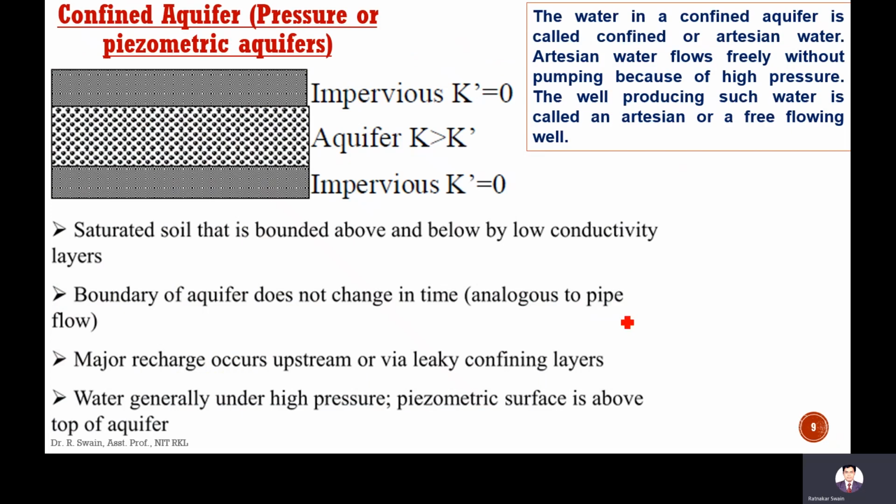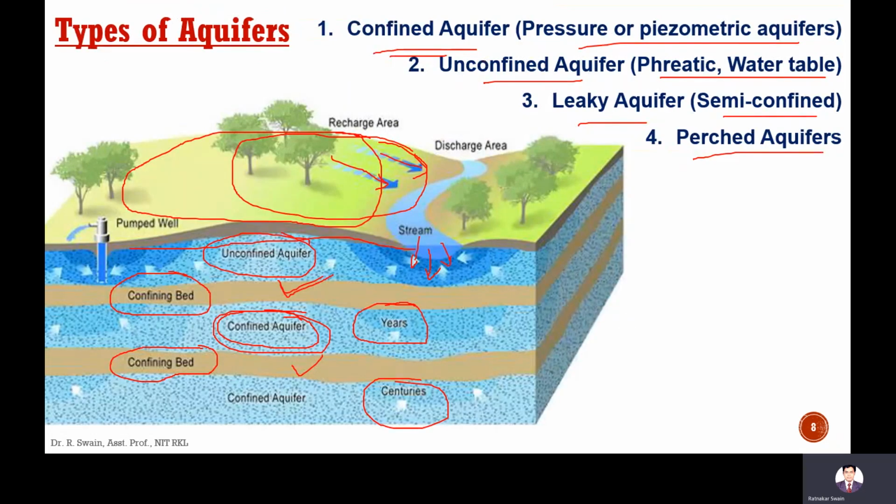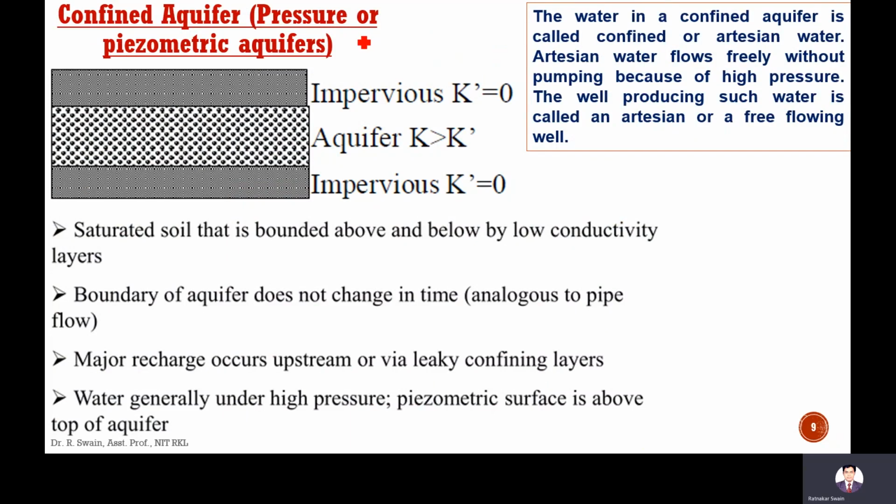Next is the different types of aquifer. First we have to discuss the confined one. Confined aquifer is also called pressure or piezometric aquifer. Confined means the top layer and the bottom layer are fully impervious. Here K is 0, that is the permeability is 0. But in the aquifer, the permeability is more than the permeability of soil. K dash is the permeability of soil. So here the permeability of soil is 0, total impervious, upper and lower. But in the middle portion, the permeability is more than the permeability of soil.